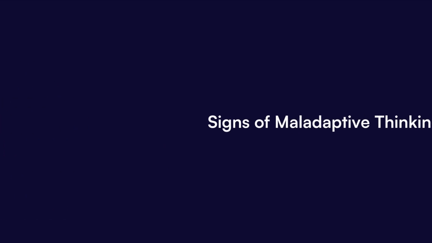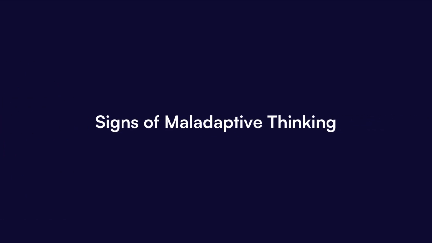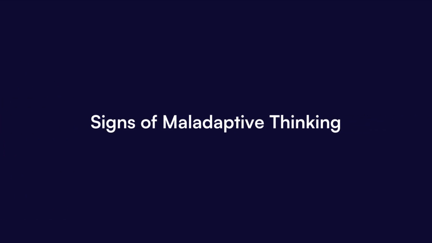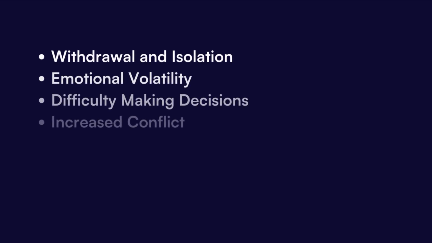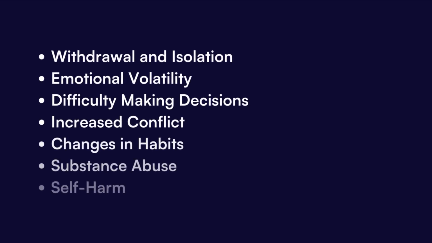Maladaptive thinking patterns don't exist in a vacuum. They often translate into concrete behaviors. There are some key signs to watch out for that might indicate maladaptive thinking and behavior are at play. Withdrawal and isolation, emotional volatility, difficulty making decisions, increased conflict, changes in habits, substance abuse, and self-harm.